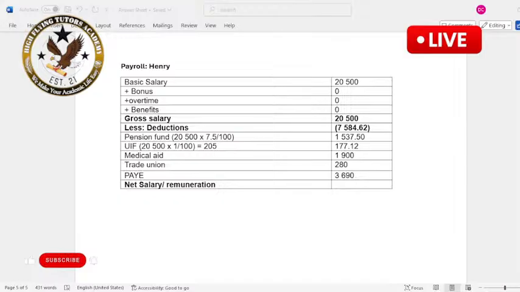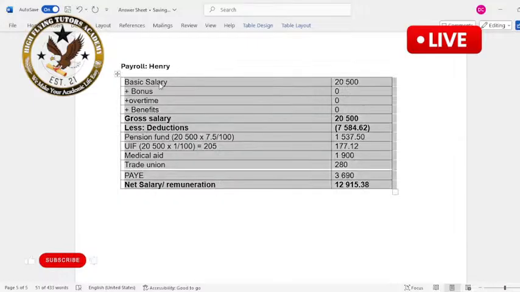So our remuneration there, I see people are saying it's 12,915.38. Okay, so we're going to put it there. All right, now we are done with Henry, right?